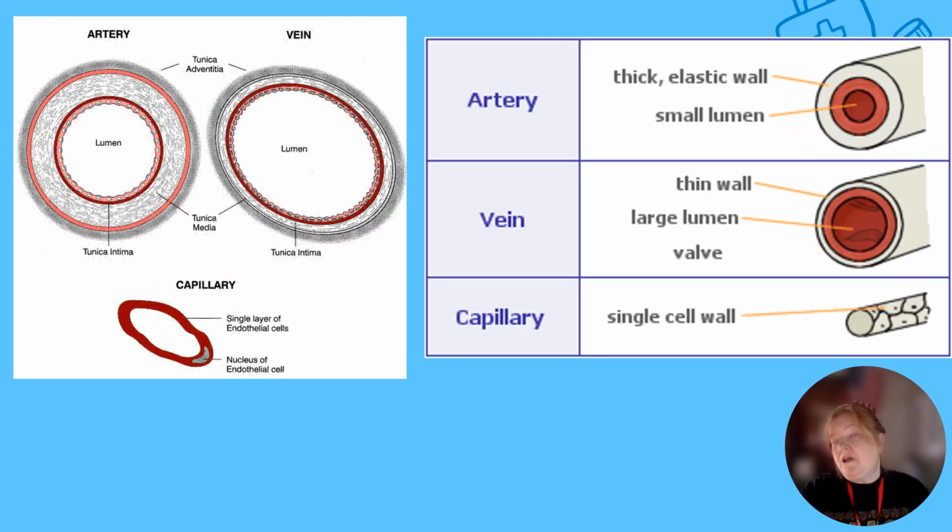All right, so here's another model just so you can see. Veins have the largest lumen. Arteries have the thickest layer of tunica media. Capillaries are just one cell layer thick.